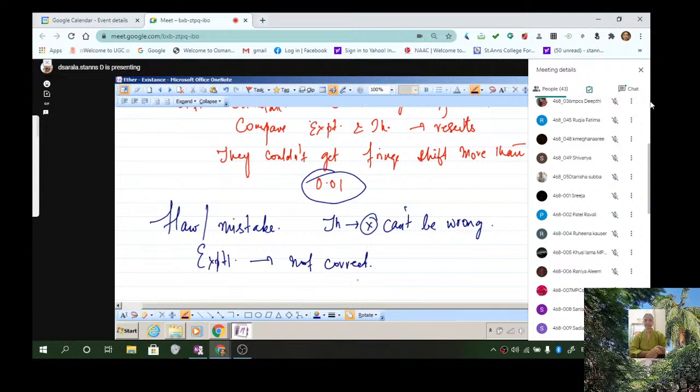This experiment has been carried out at different times by different people. Scientists will not be happy with doing the experiment once. They will be doing it many number of times, and after several experiments, what did they say? They said that the experiment could not locate this fringe shift. So that means to say that there was no ether present.